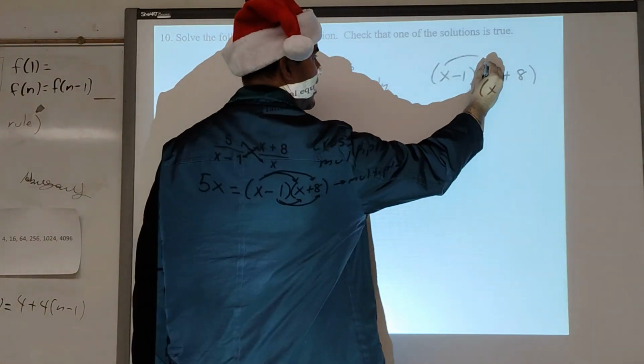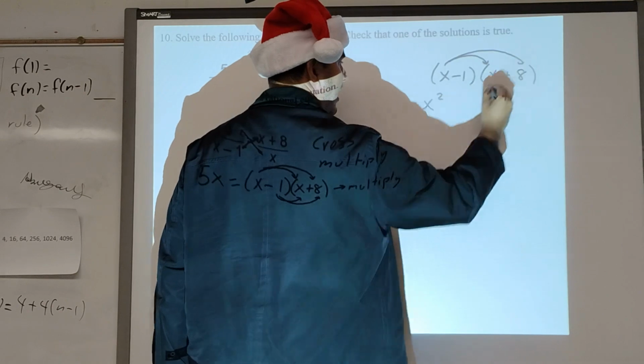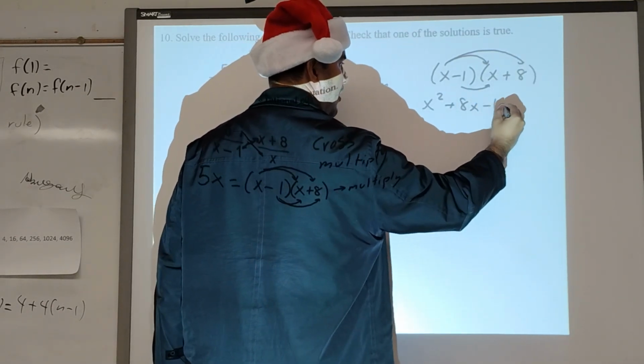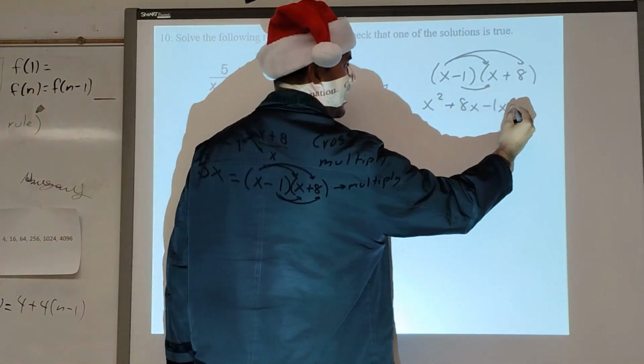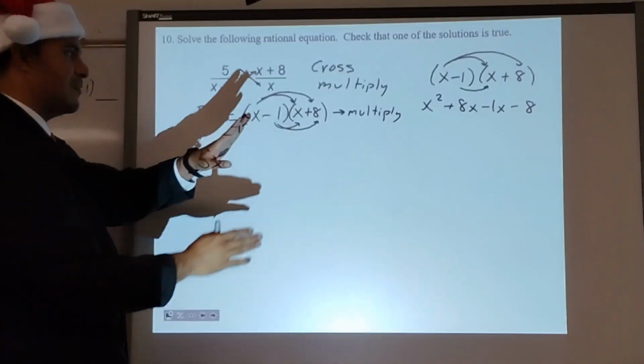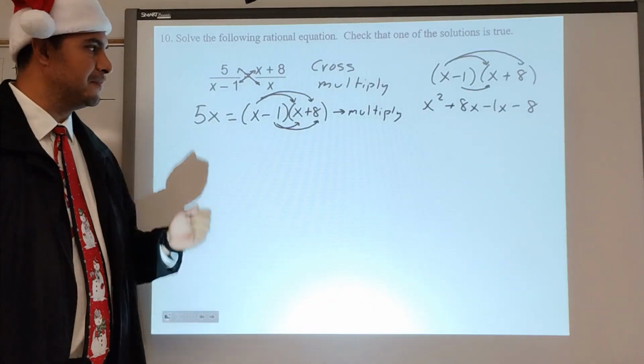x times x is x squared. x times 8 is 8x. Negative 1 times x is negative 1x. And negative 1 times 8 is negative 8. Again, I'm doing this multiplication over there on the side to allow me some space to finish off this whole problem.